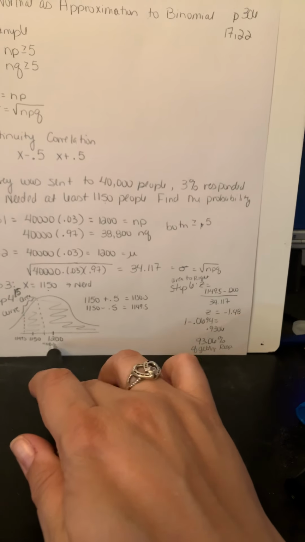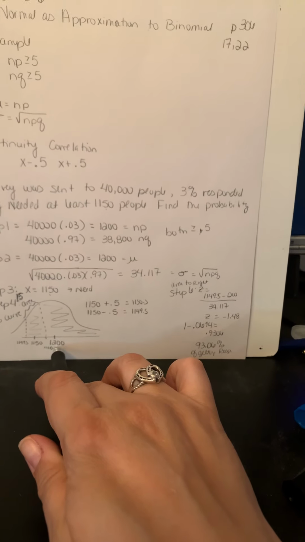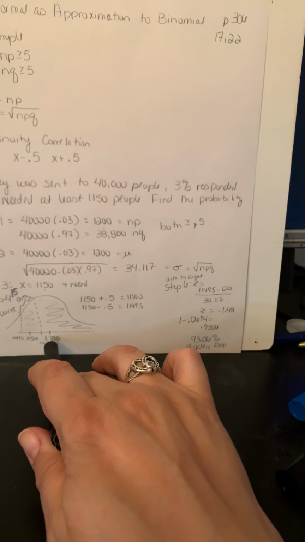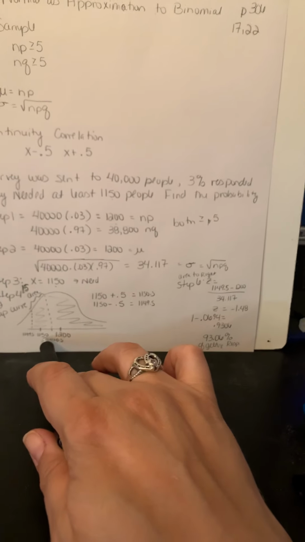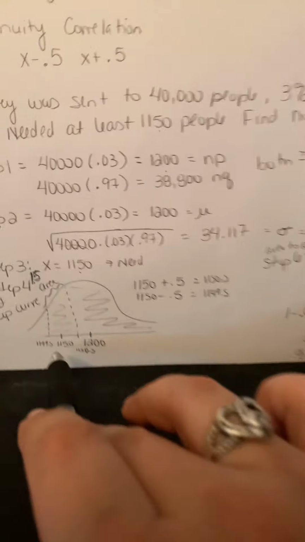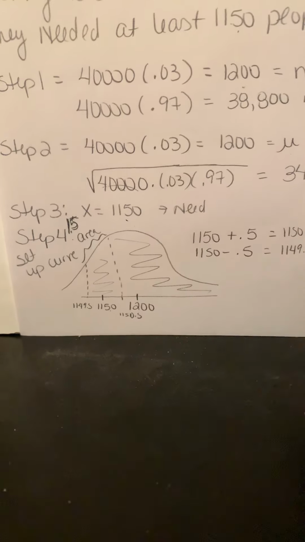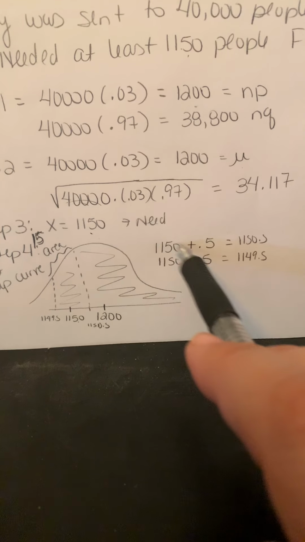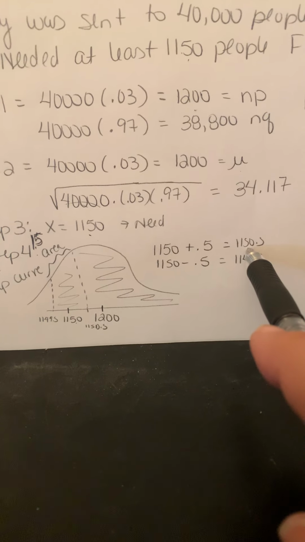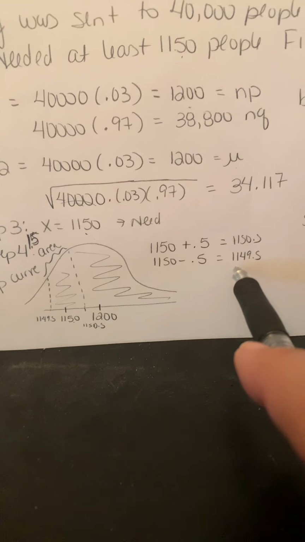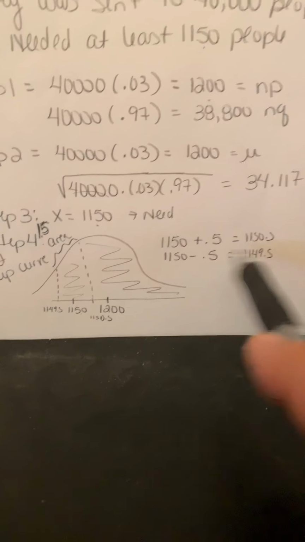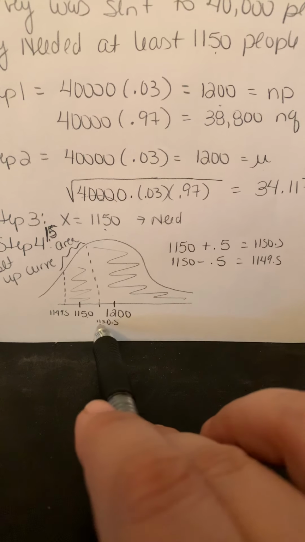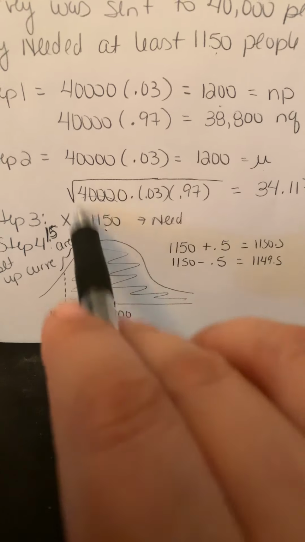Your mean is 1,200. That's your n times your p. We needed at least 1,150. So what I did over here is my continuity correction from up top. I took 1,150 plus 0.5, I got 1,150.5. 1,150 minus 0.5, I got 1,149.5. So here goes my 1,149.5, my 1,150 in the middle, and then my 1,150.5 on the opposite side.